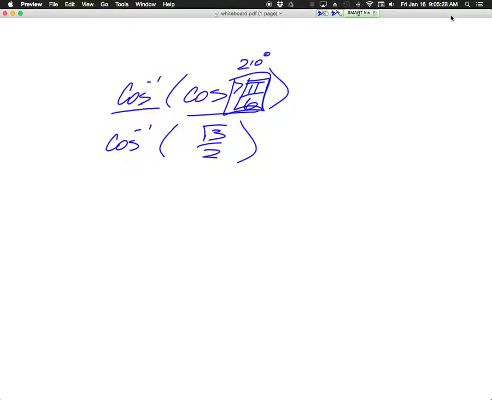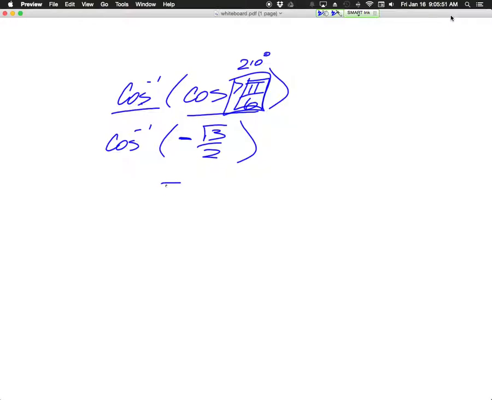What does 210 tell me about my angle? It's in the third quadrant. What is my letter in the third quadrant? T, for tangent. So what does that mean cosine needs to be? Negative. So that has to be negative. Okay? Now I evaluate this. So what's my match for cosine and radical 3 over 2?